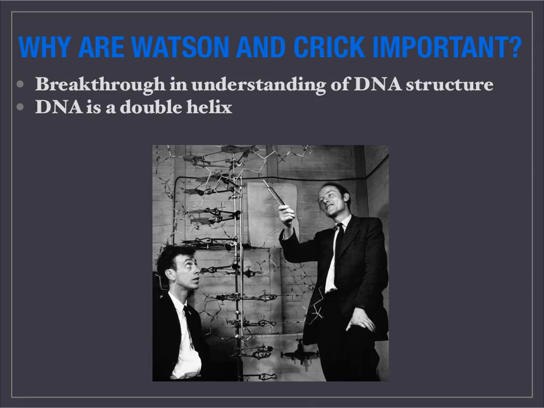James Watson and Francis Crick were 2 scientists that had a breakthrough in the understanding of DNA structure, and they came up with the idea that DNA is a double helix. They had used findings from other scientists, Chargaff being one of them, about the amount of adenine equaling the amount of thymine and the amount of guanine equaling the amount of cytosine in DNA. With that, and other scientists' work as well as their own research, they came up with this 3-dimensional model of DNA called a double helix.